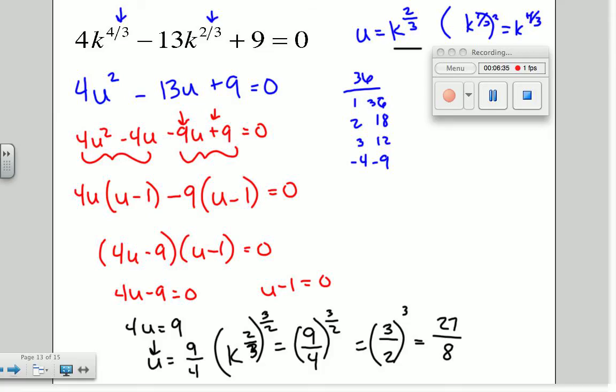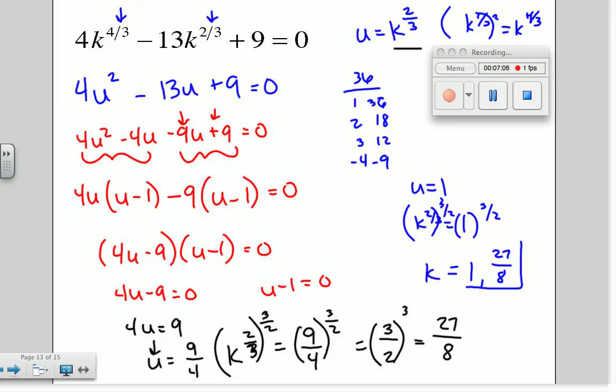The other one comes from the u minus 1 thing. So u equals positive 1. So k to the 2/3 equals 1. So raise everything to the 3/2. And the square root of 1 is 1. 1 cubed is 1, so this is 1. So k equals 1 and 27 over 8. Those are the two answers for my solutions.